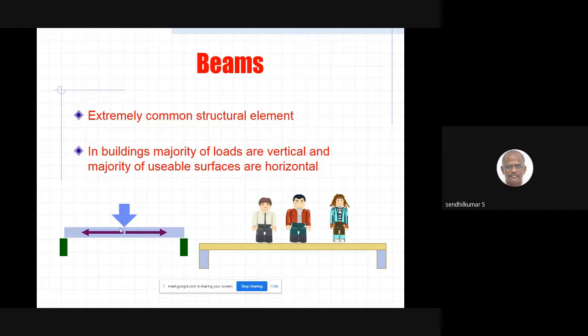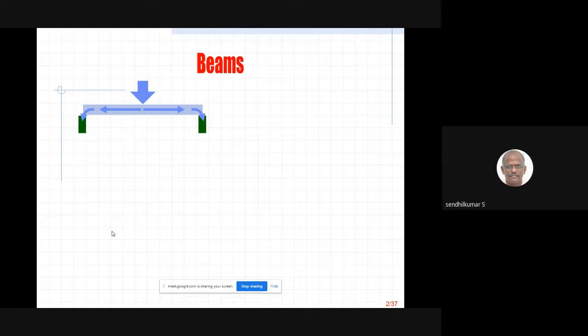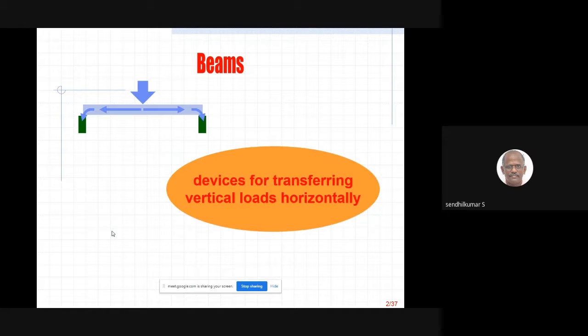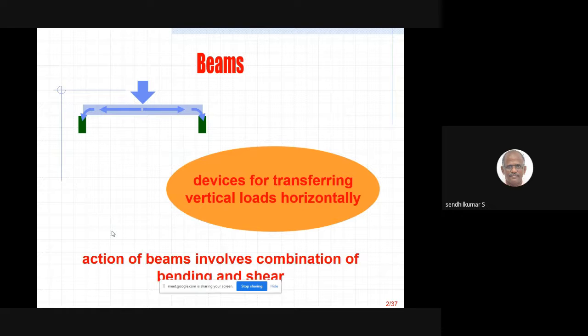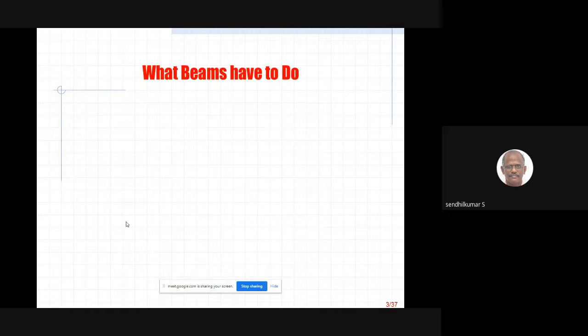So the reaction forces go in the horizontal direction and will be transferred to the supports on which the beam is held. So it is nothing but a device for transferring vertical loads horizontally. The action of beams involves the combination of bending and shear. What is meant by bending and what is meant by shear, we have to see.